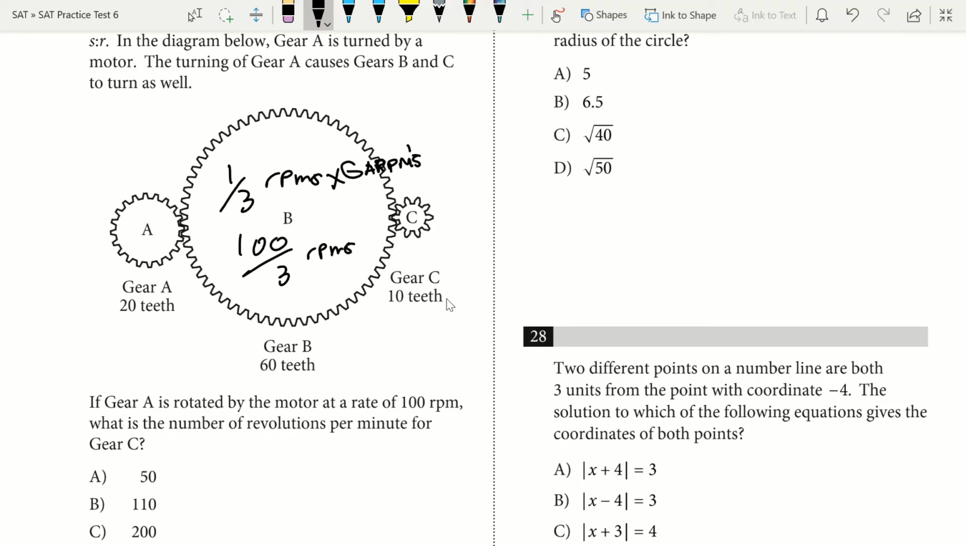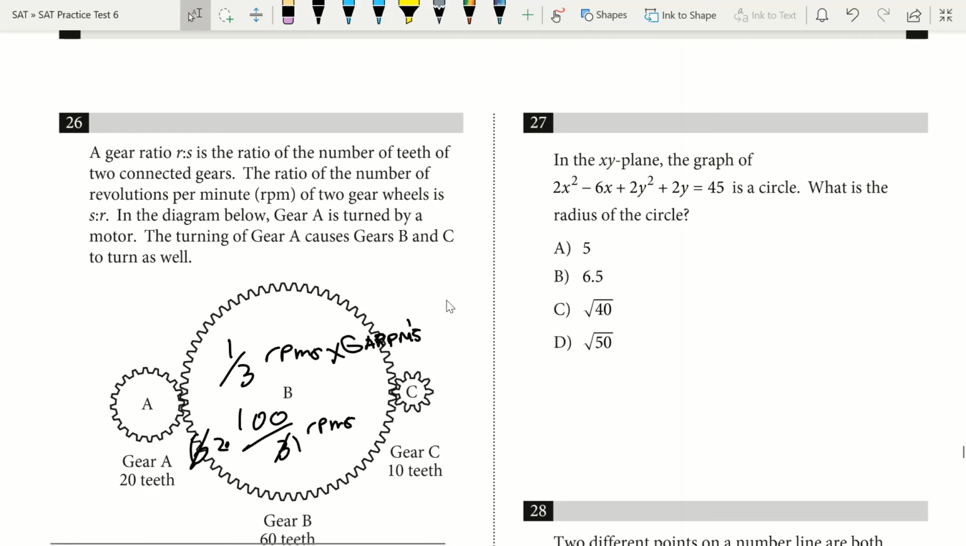And now we look at gear C, right? It has 10 teeth versus gear B's 60 teeth. Since it has 1/6 the amount of teeth, it has to have 6 times the RPMs of gear B. So we're going to multiply this right here by 6. We can go ahead and cancel this 3, call it a 1. We can call this 6 a 2, and we get 200 over 1, so our answer is C. All right, now we move on to question 27.